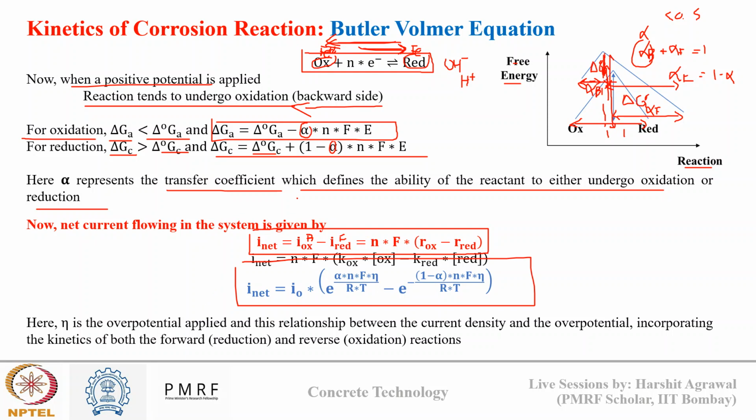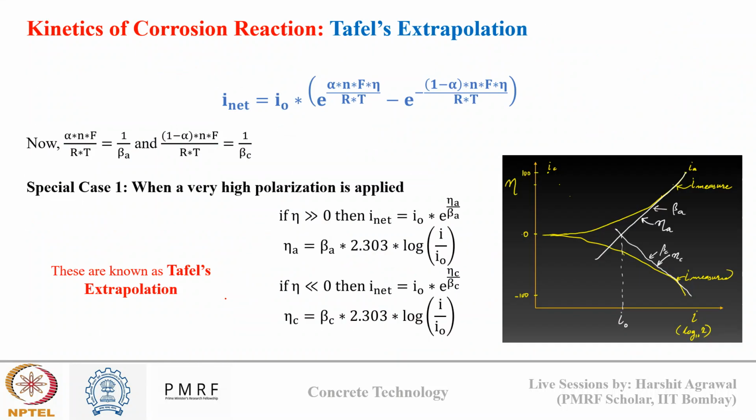Here, this eta that you see, instead of delta E, instead of E, we have written eta, and this eta is known as the overpotential that we have applied. Initially we said we applied some positive potential. That positive potential is represented by eta, and that is known as overpotential. This relationship between current density and overpotential, which incorporates the kinetics of both forward and reverse reaction, is known as the Butler-Volmer equation. So you can see this is the net relationship.